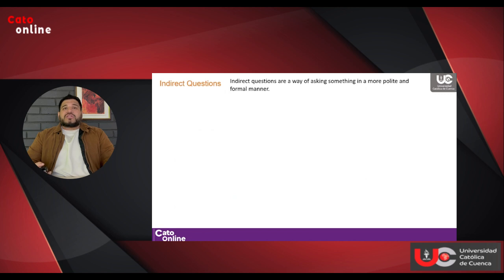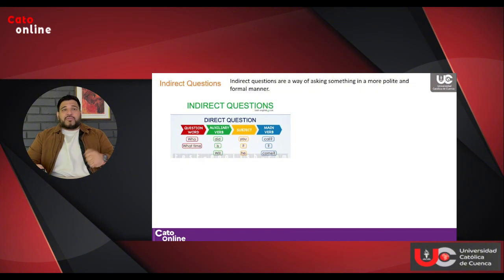Indirect questions are a way of asking something in a more polite and formal manner. For example, we have direct questions, in which we start with a question word, then an auxiliary verb, a subject and the main verb. For example, who did you call? What time is it? What time will he come?